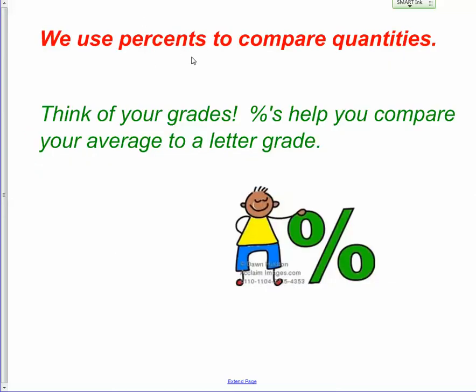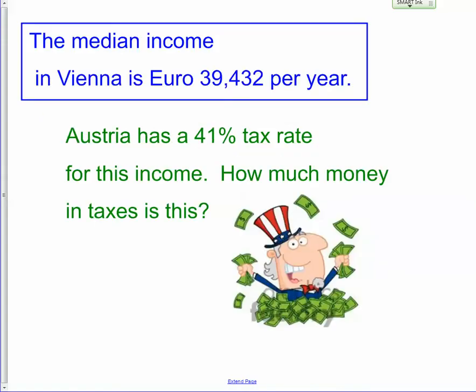We use percents in real life to compare quantities. On Mariahilfer Straße right now, there are lots of good sales going on. And if one store has a big sign outside that says 60% off everything today, and another store has a sign that says 20% off everything today, we're comparing, and we're going to go into the store that's taking 60% off because I'm going to save more money there. Or think about your grades. Percents help you compare your average as a percentage to a letter grade. Is it an A, a B, a C, a D, or a failing grade? So we use percents in life to compare.